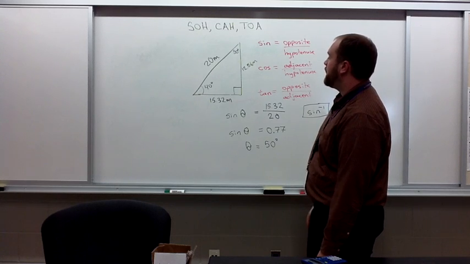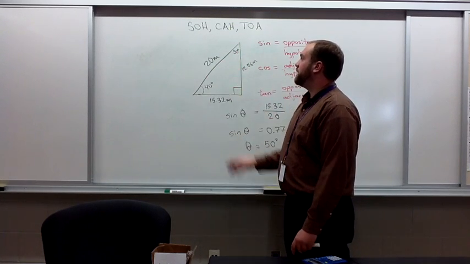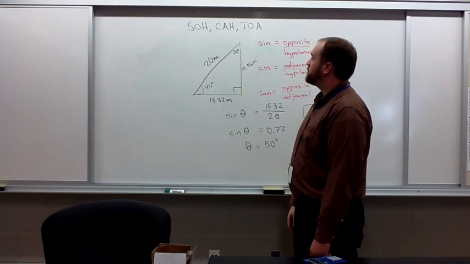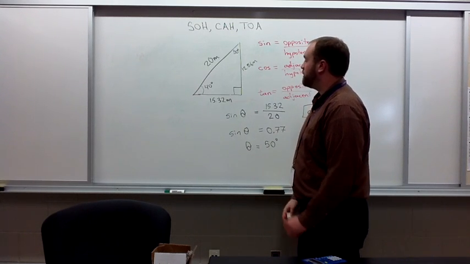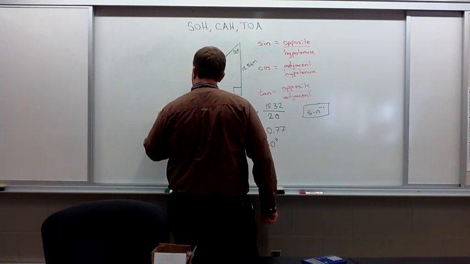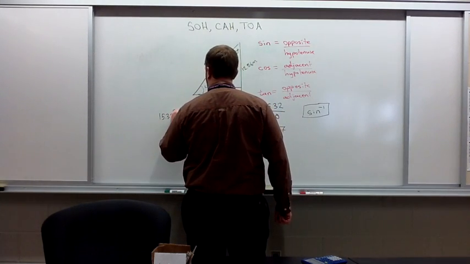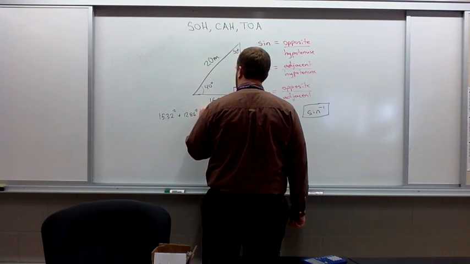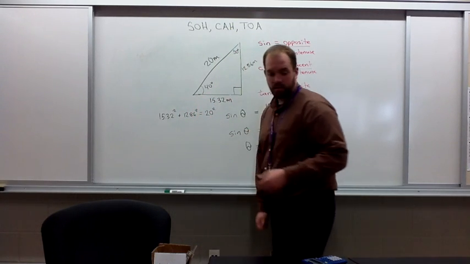Now, how can we check our work to see that we figured everything out for this? We can look at making sure all the angles add up to 180. 90 plus 90 equals 180. We can use the Pythagorean theorem and make sure it works out. If I do 15.32 squared plus 12.86 squared, that should be equal to 20 squared. Let's see if it works out.